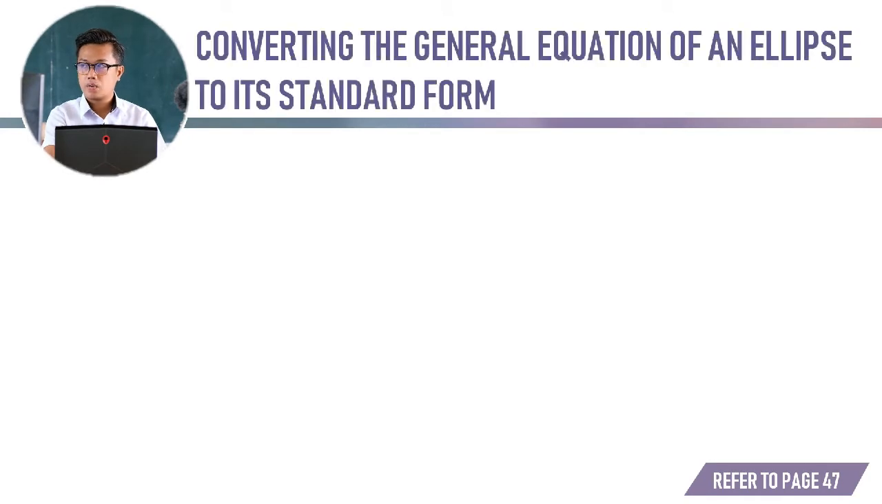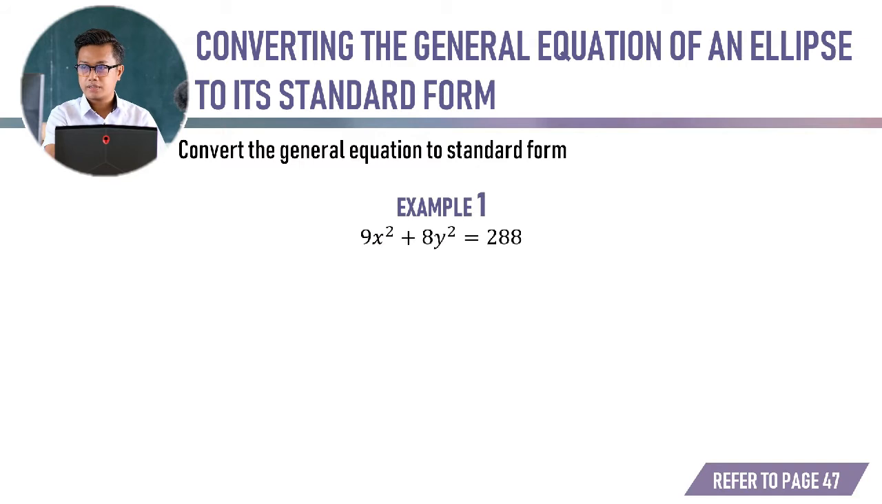Converting the general equation of an ellipse to its standard form. We have here an example. Let us try to convert the general equation to its standard form with the given 9x squared plus 8y squared is equal to 288. Okay, first, let us write the given problem.